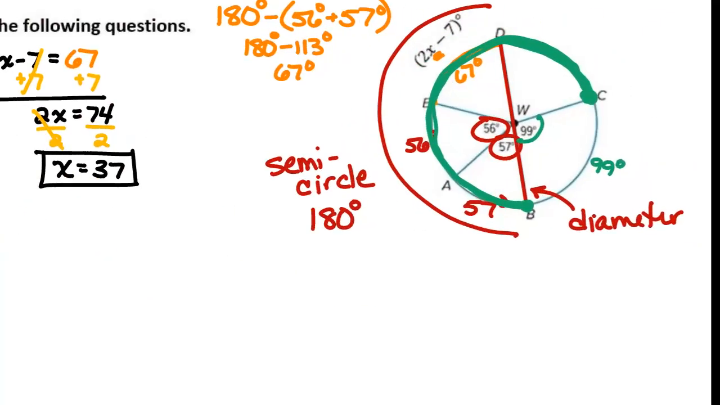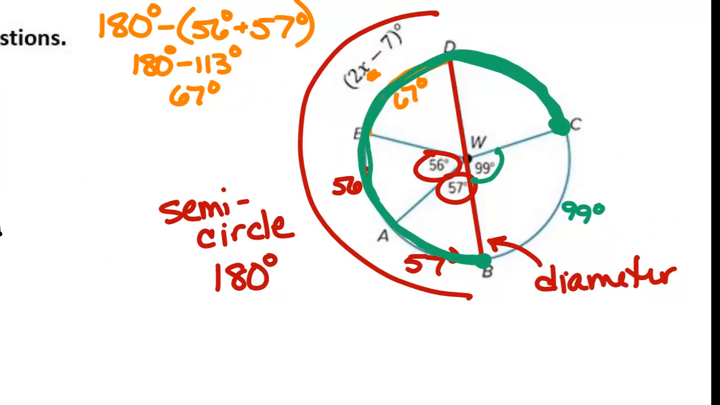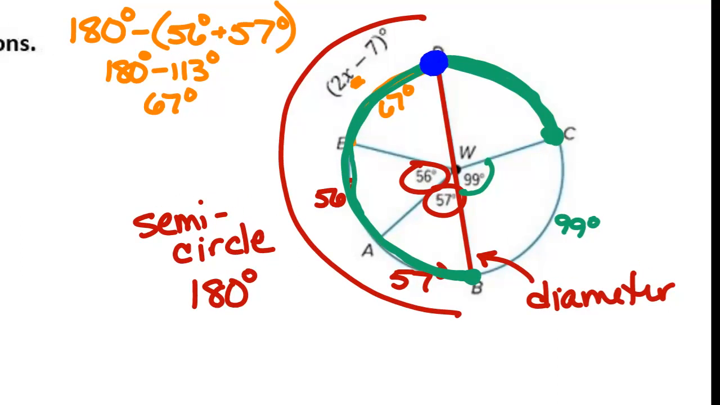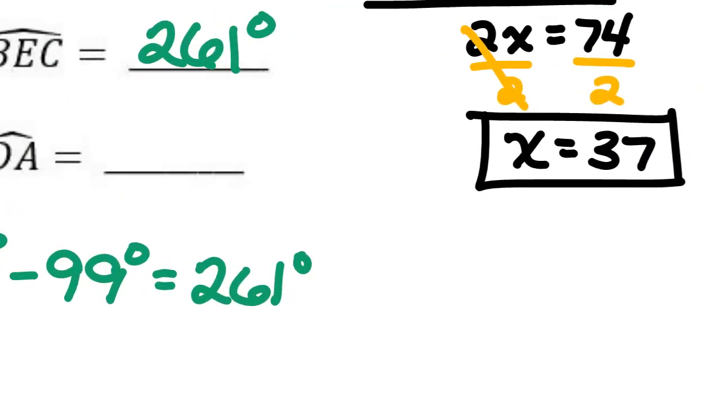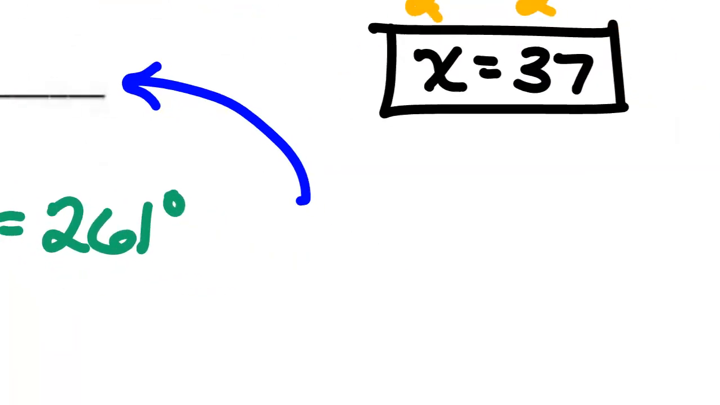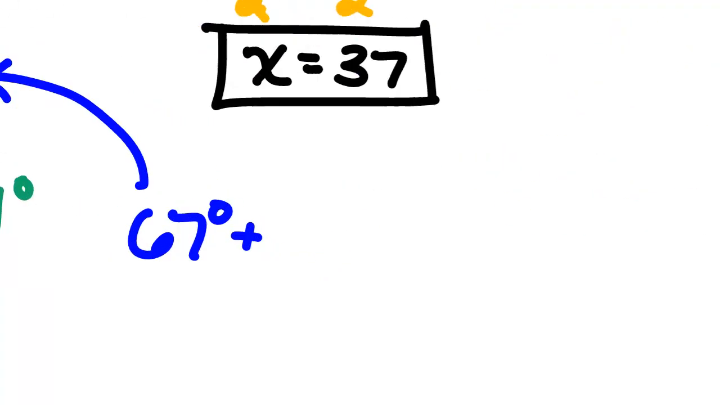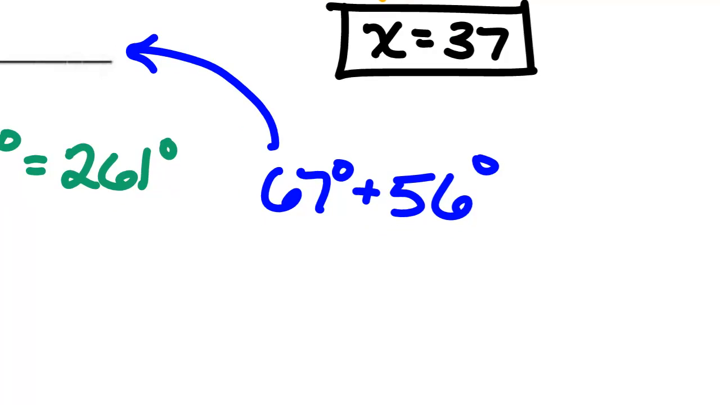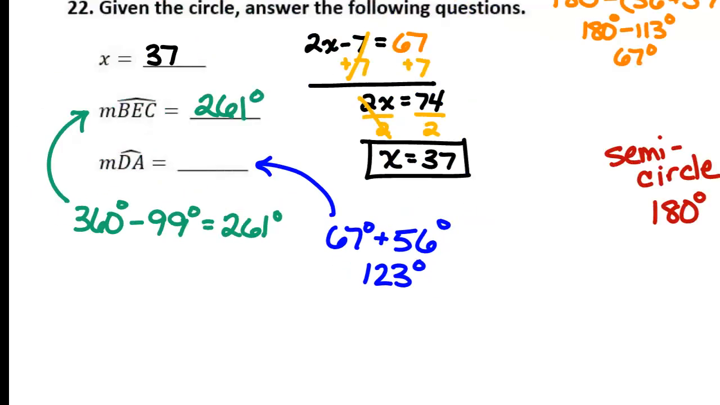And then we need arc DA. Well, here's D. Here's A. So that's made up of this 67 degree arc and this 56 degree arc. So we're going to do 67 degrees plus 56 degrees. And we get what? 123 degrees.